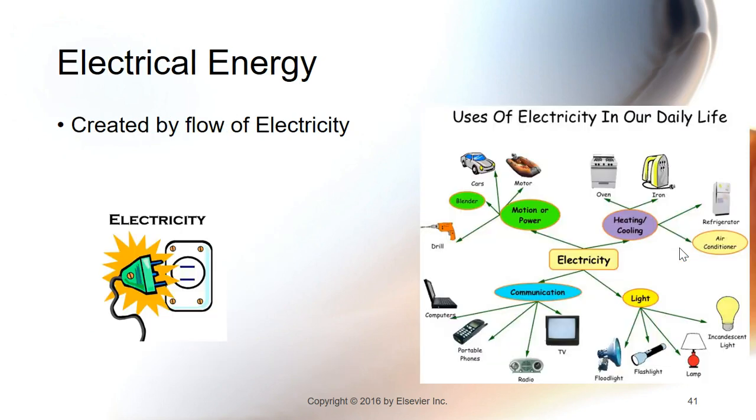Then you have electrical energy, and this is the flow of electricity. This is the electricity we usually think about, but you have to understand even a battery has electricity. It's just a different type of electricity. So when you have a plug, you stick it in the wall, then all of these things can happen. You can have heating and cooling with an oven or a refrigerator, an air conditioner. You can have light. You can have communication.